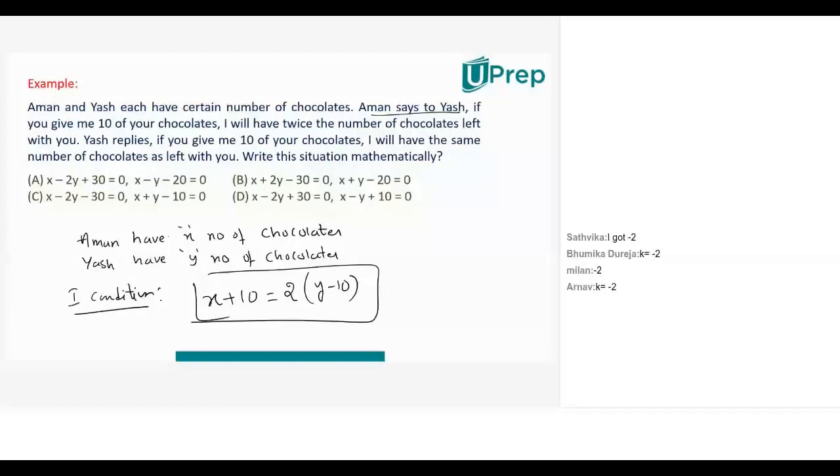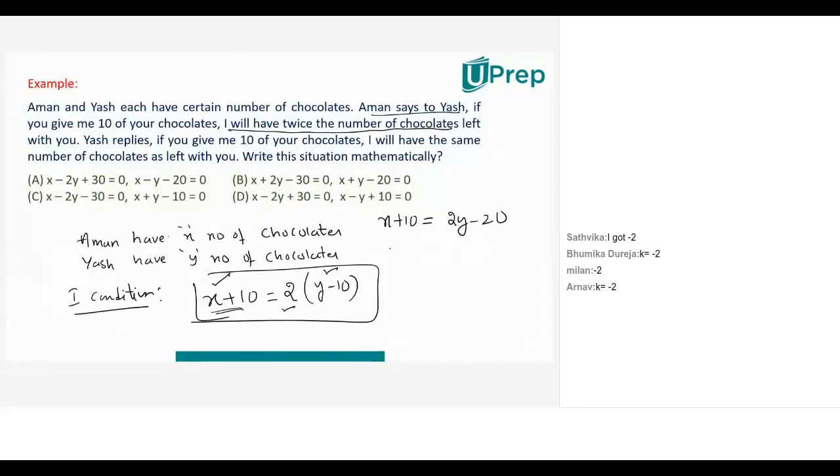Now, what is the condition given? Aman will have twice the number of chocolates left with Yash. So Aman has X plus 10, Yash has Y minus 10. So, Aman has twice the number of chocolates that Yash is left with. Yash is left with Y minus 10. So, this is the condition. This is how you formulate the linear equation. Let's solve this. X plus 10 is nothing but 2 into Y minus 10, which is 2Y minus 20.